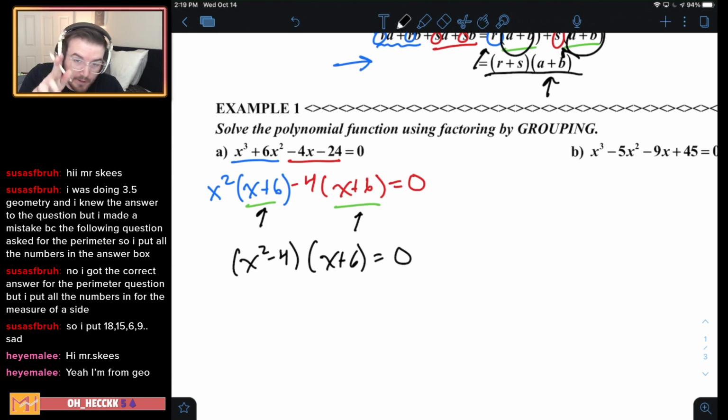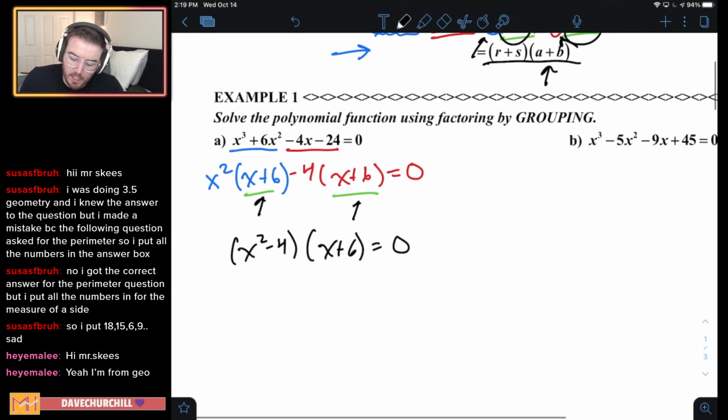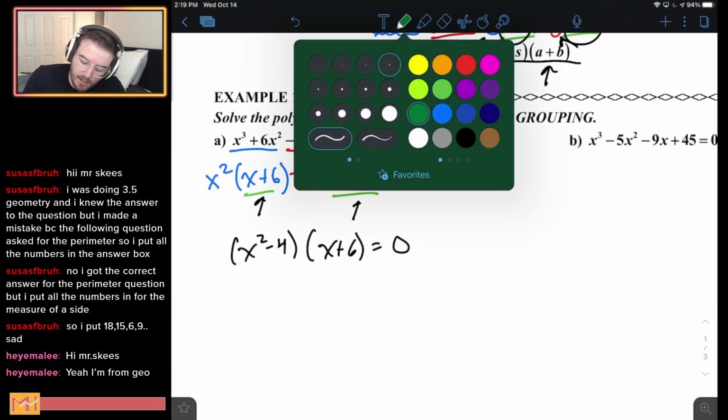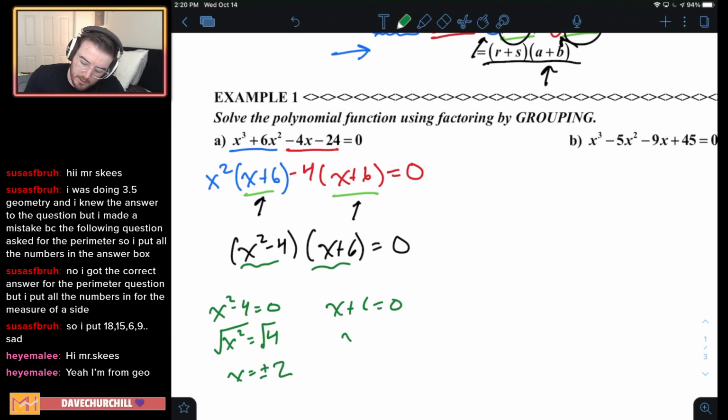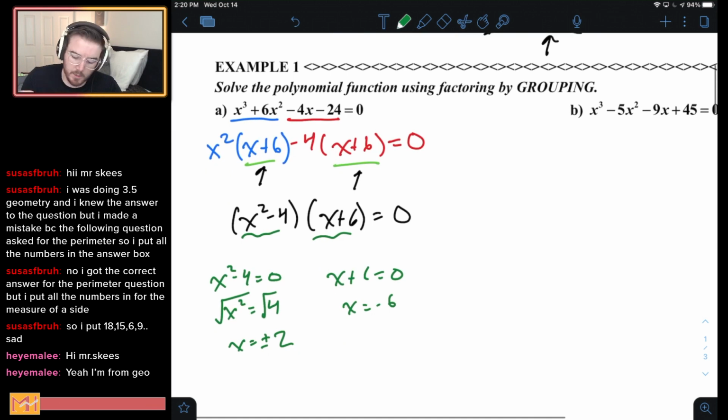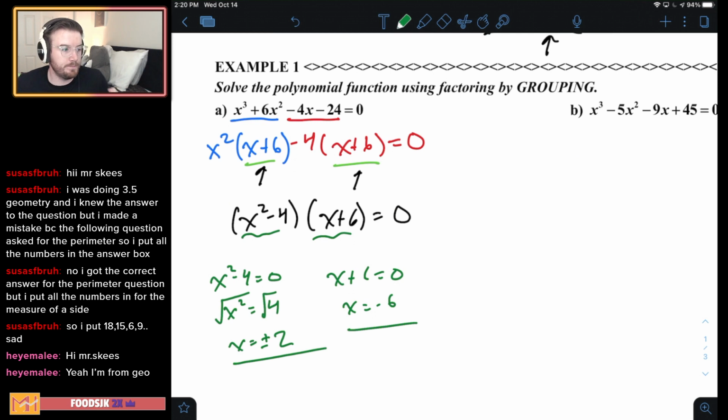We factored it. I'm not done, but we factored it. So once we're done factoring, what do we do? We set our factors equal to 0 and solve. Add the 4. Take the square root. X equals plus or minus 2. X equals negative 6. We got 3 solutions. Boom. It's that simple. I really like grouping.